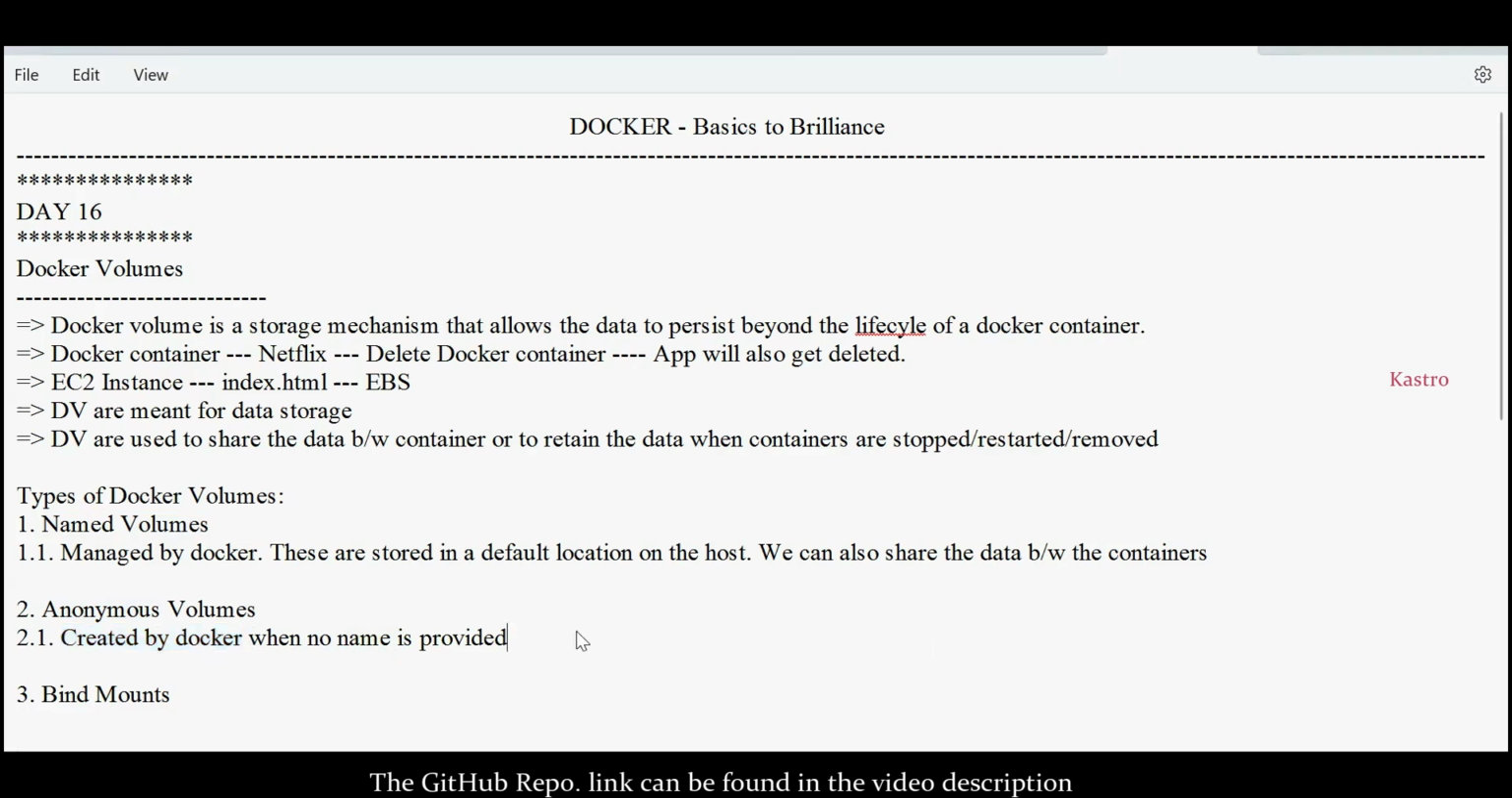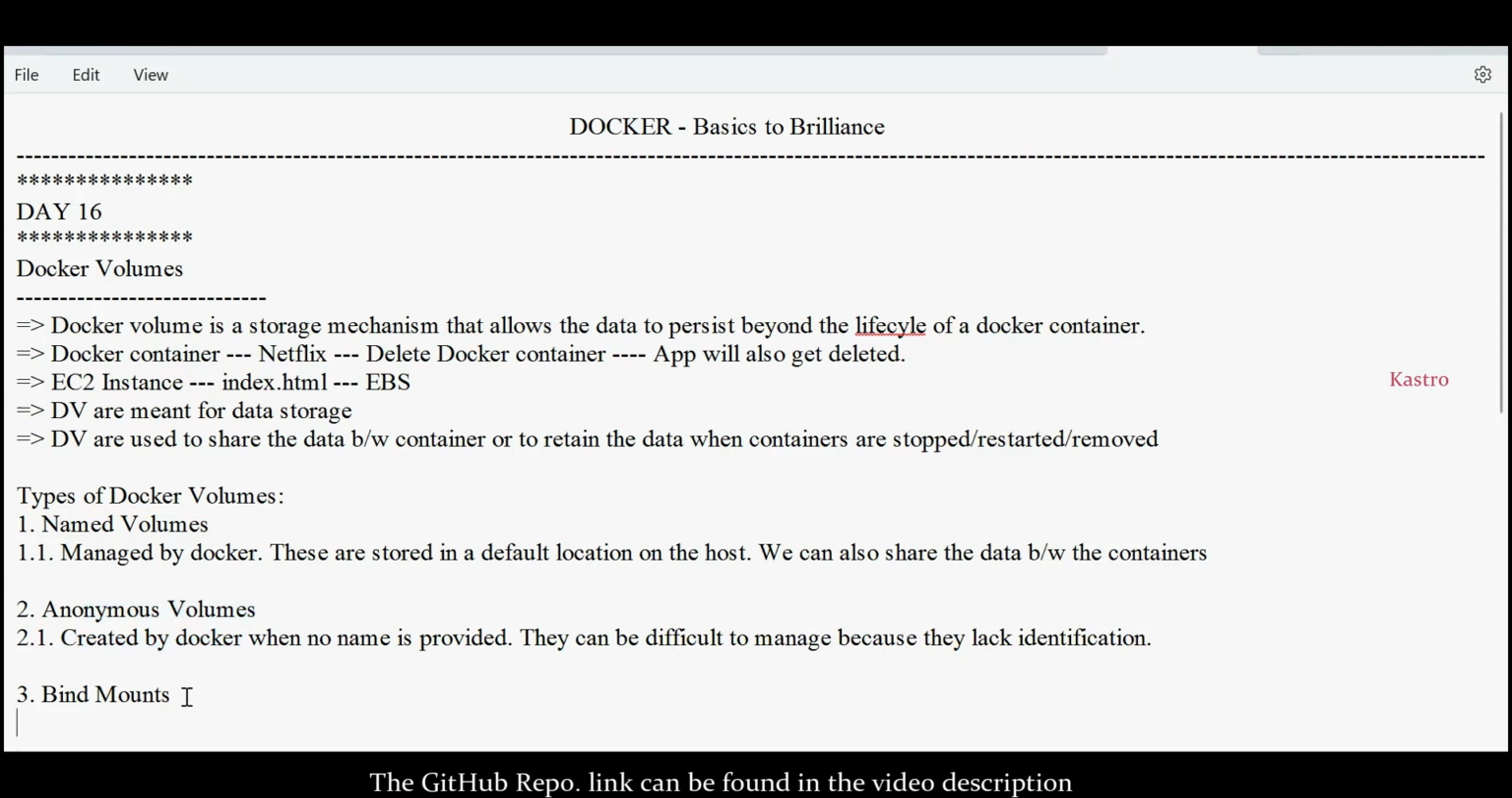But what is the problem with these anonymous volumes? They can be difficult to manage because they lack identification. If you don't know which Docker volume you want to go to, then how will you go to that particular volume? It's not possible. That's why these are called anonymous volumes.